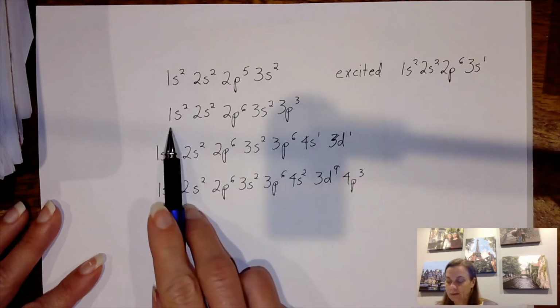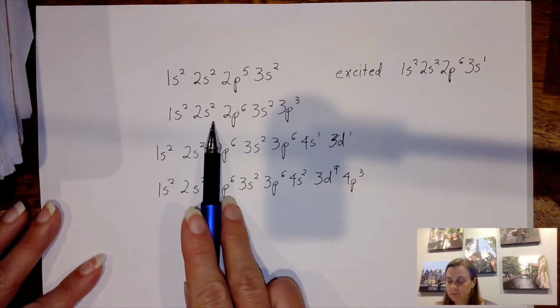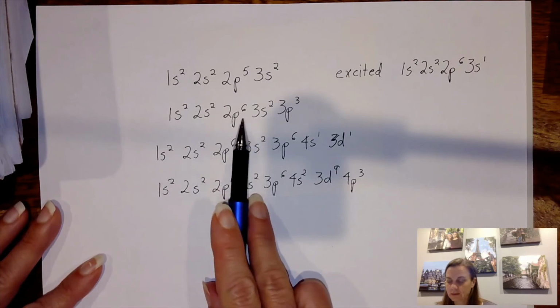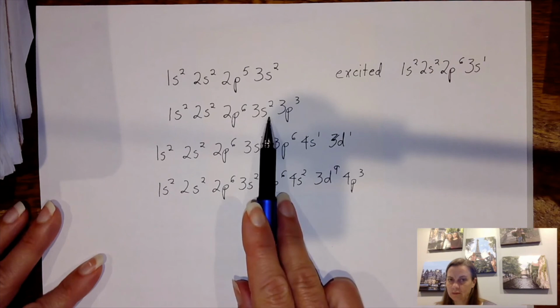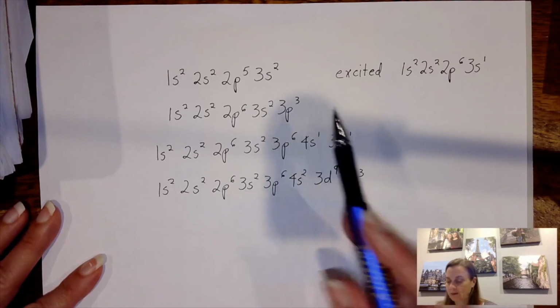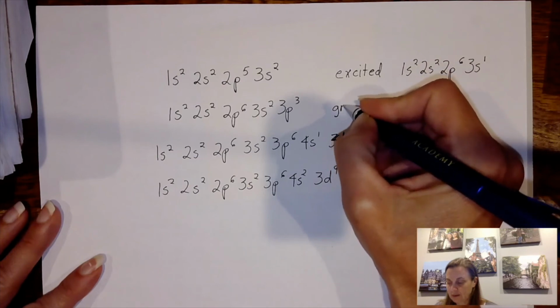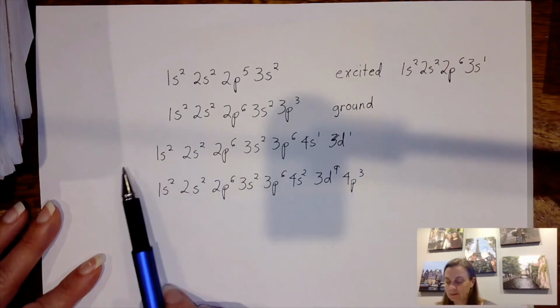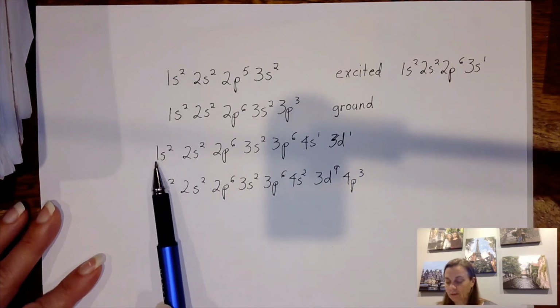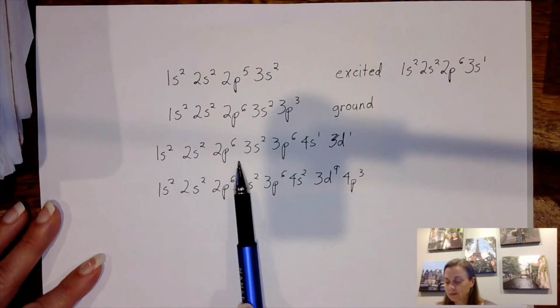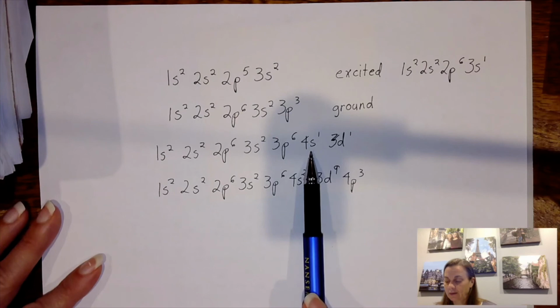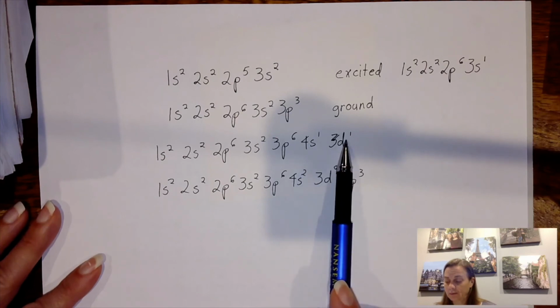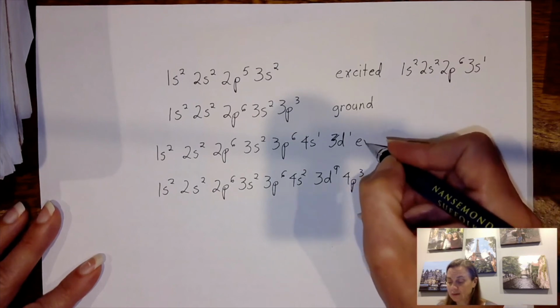So let's look at this next one. 1s2, that's full. 2s2, that's full. 2p6, that's full. 3s2, that's full. 3p3. This is in its ground state because each orbital is filled before the subsequent orbital has any electrons. So we're going to scan all the way through s2, s2, p6, s2, p6, and now we have 4s1, 3d1. If this were in the ground state, we would have 2 electrons here and no electrons there. So this is in the excited state.